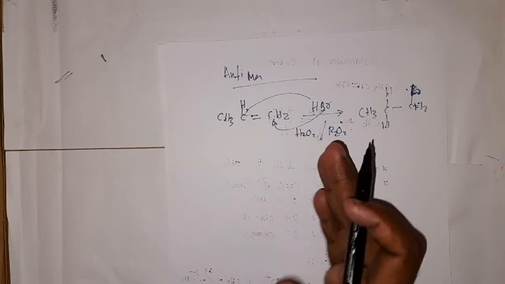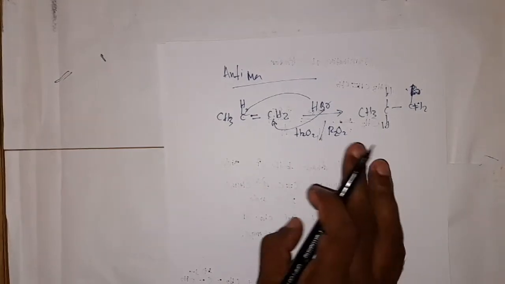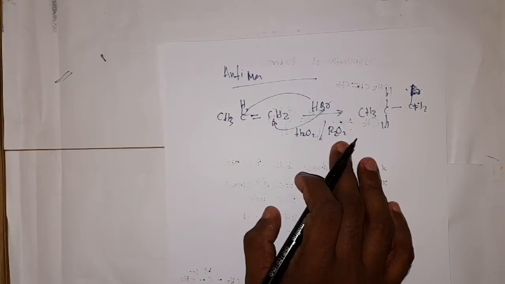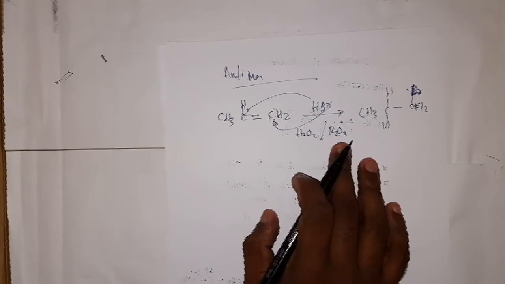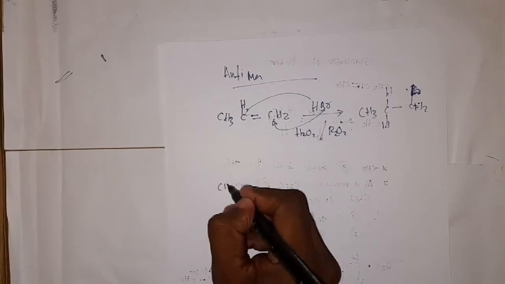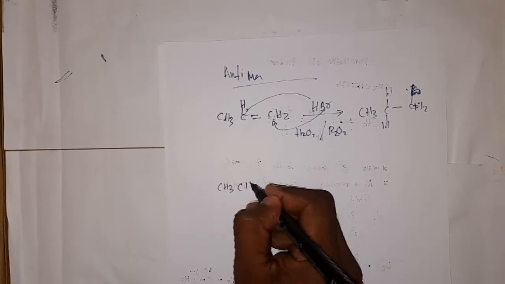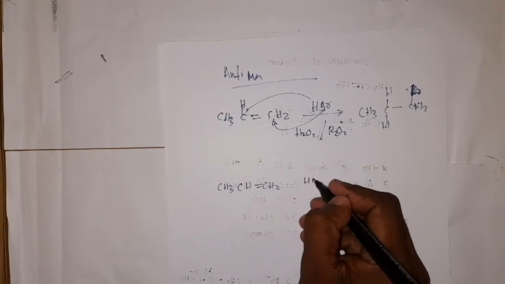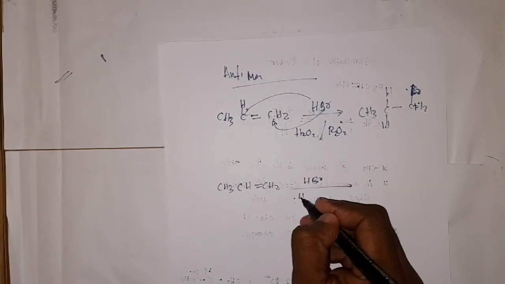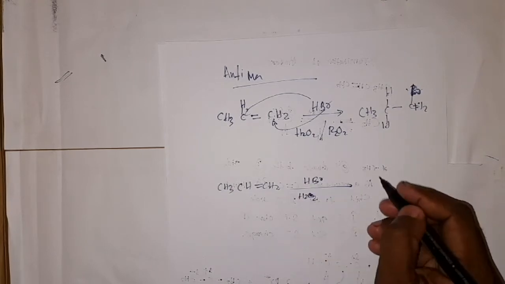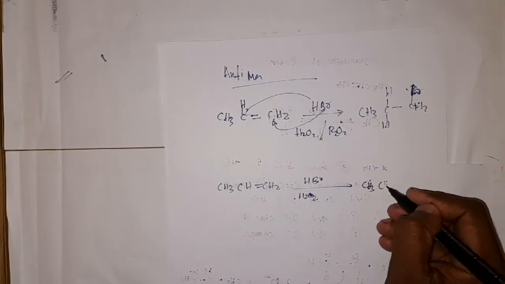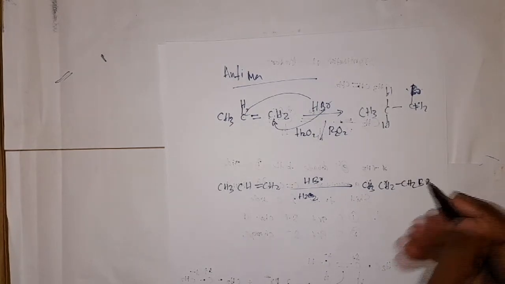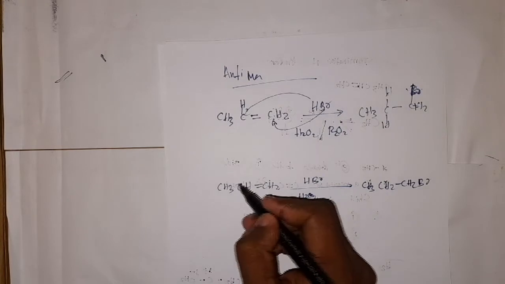In some explanations and conversions, you have to use this theory. That is the simple theory you have to use. Now think about this one, CH3CH double bond CH2. I am going to add HBr in H2O2 media. Then the result is CH3CH2CH2Br, because Br goes here and hydrogen goes here.